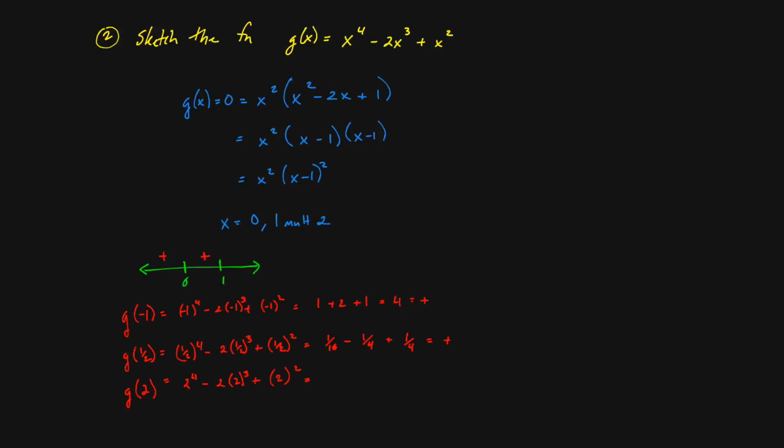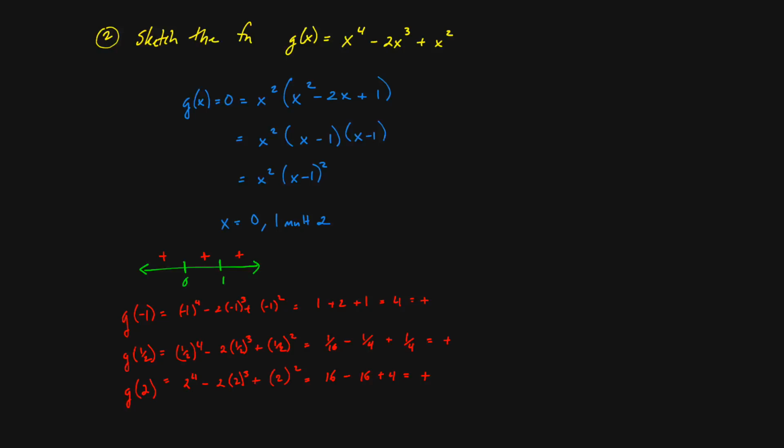In this case, you're going to have 2 to the 4th, which is 16, minus 2 times 2 to the 3rd, which is 8. This is going to be 16 as well, plus 4. Those 16s will cancel out, but you're still left with a positive. So what we notice here is that all our y values should be positive in our sketch. So let's see how we draw that.